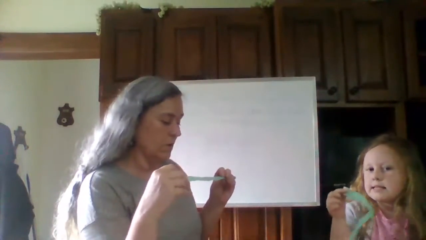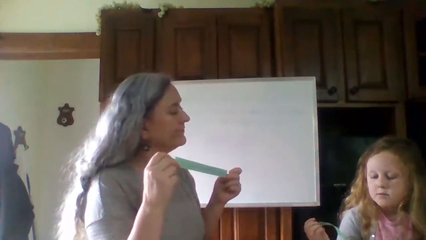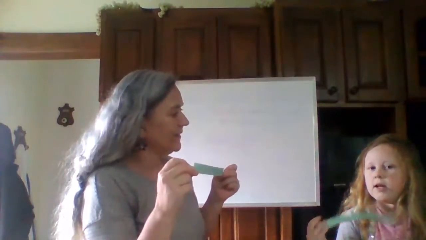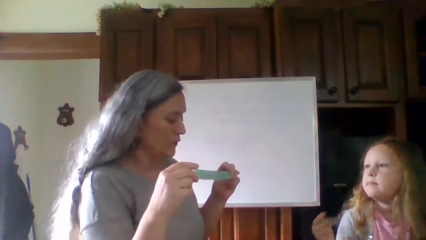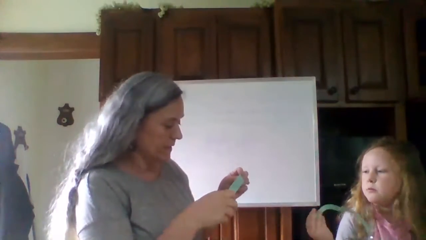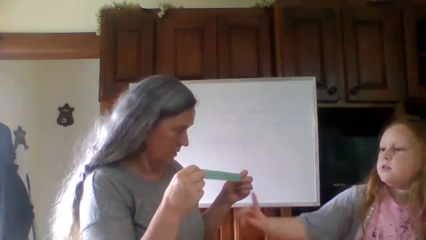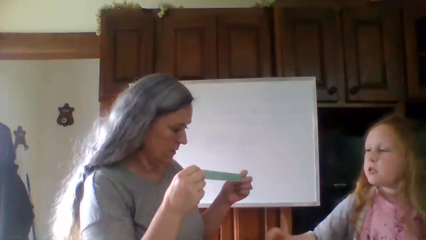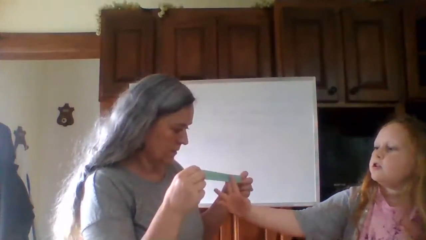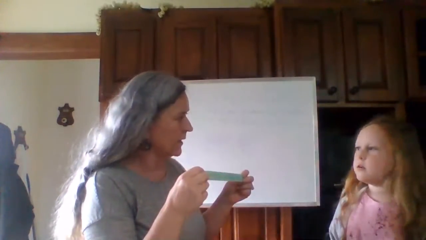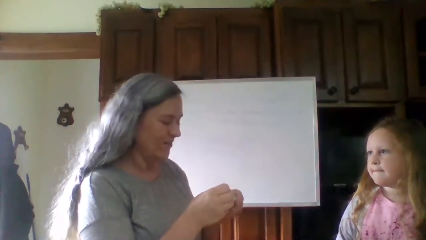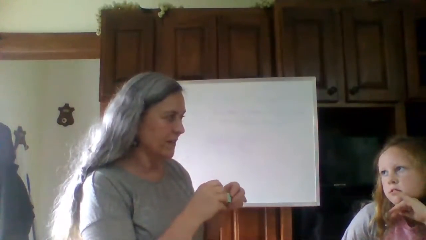Now, what kind of fraction do we have now? 2 fourths. Can you explain to me why this is 2 fourths? Because there's 1, 2 shaded in, and there's 1, 2 unshaded, and that equals 1, 2, 3, 4. Good job. Okay. Now let's get even trickier.